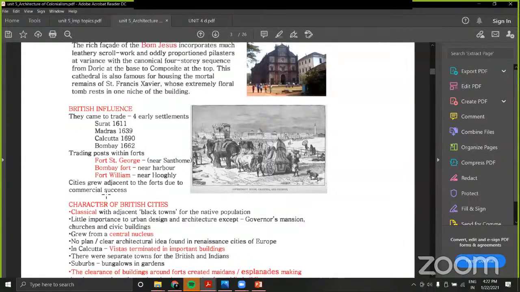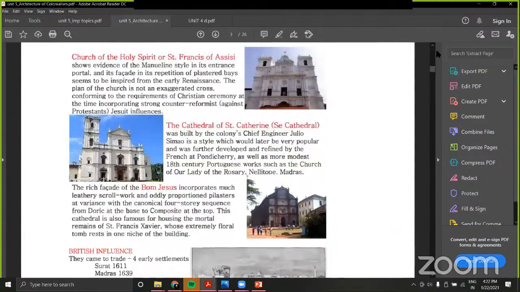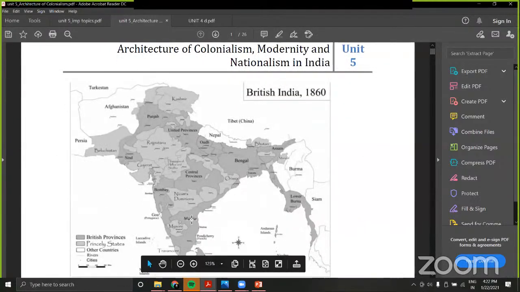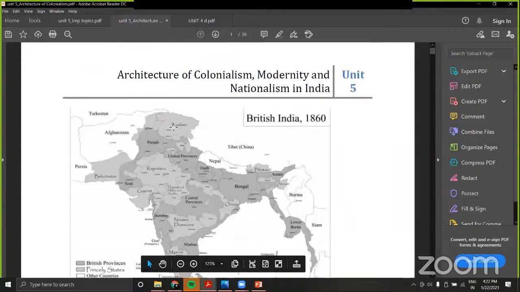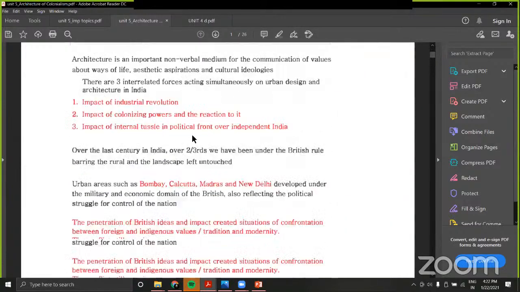So cities grew adjacent to the forts due to commercial success. As you can see in the map here, cities grew like Madras grew according to the people's settlements. Likewise in the north, in Delhi, people grew according to those settlements.